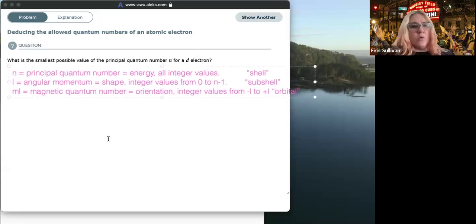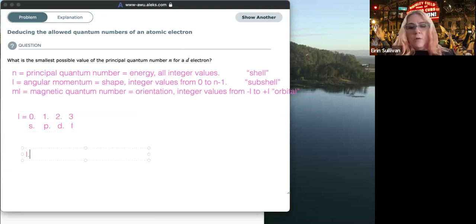Okay, so now to answer this question, what is the smallest possible value of the principal quantum number n for a d electron? So you also need to know the letter designations for the numerical values of L. So L can be 0, 1, 2, 3. It even goes beyond 3, but you won't commonly encounter them for any electron in a ground state atom. So 0 corresponds to an s, 1 is p, 2 is d, and 3 is f, okay? So when we're talking about a d electron, we're talking about an electron that has L equals 2.